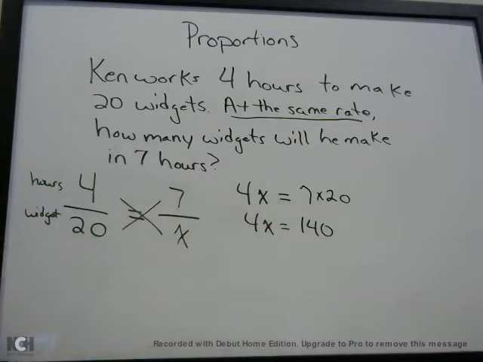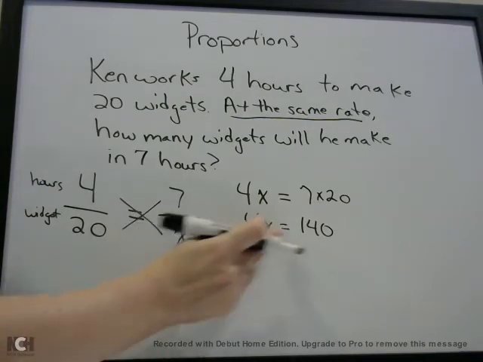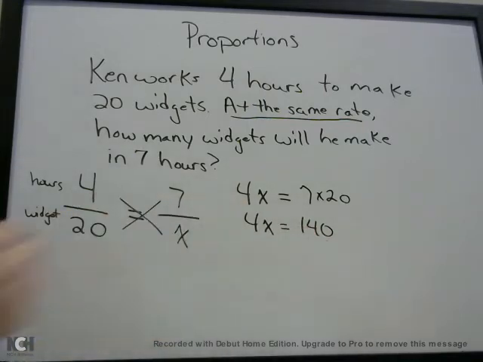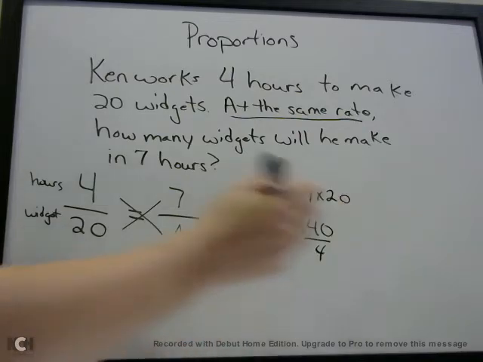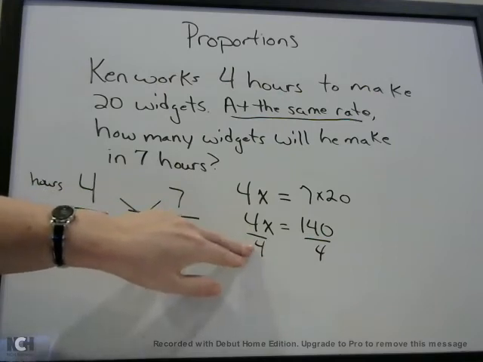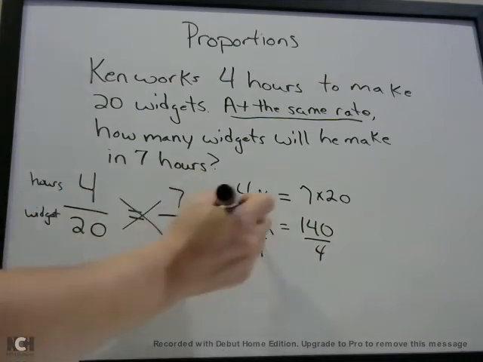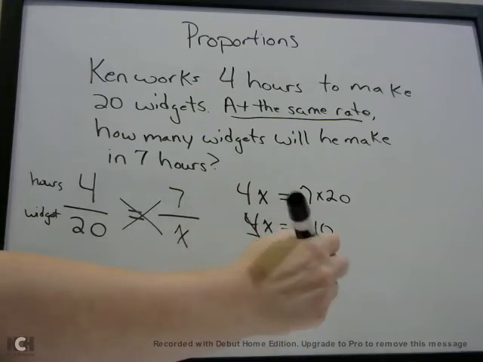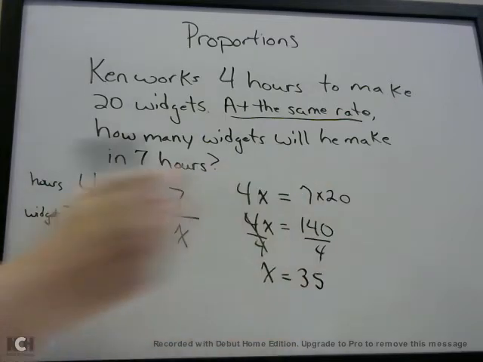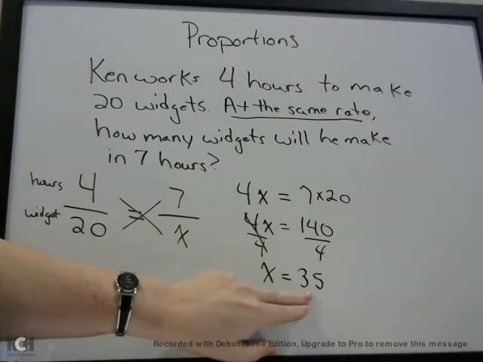So now we just need to solve for x. And the way that we do that is we divide each side by this number. So this number now is 4. So we're going to divide each side by 4. And remember that a fraction is really a division, so I can write it like this. So I have 4x divided by 4 equals 140 divided by 4. 4x divided by 4, these two things cancel out. So we have x equals 140 divided by 4. And that is going to be 35. So the number of widgets, or x, is 35.